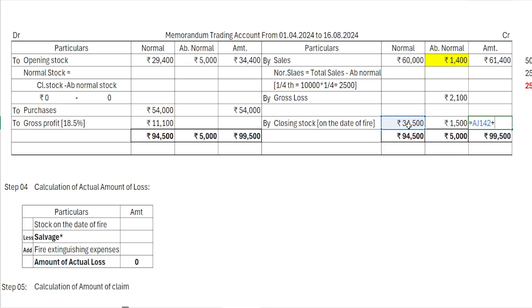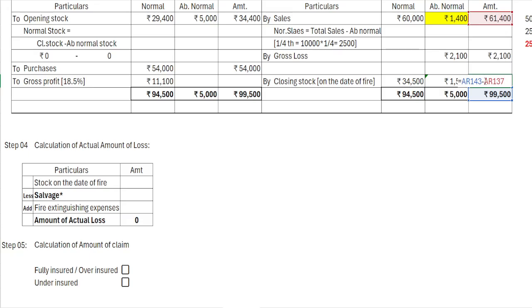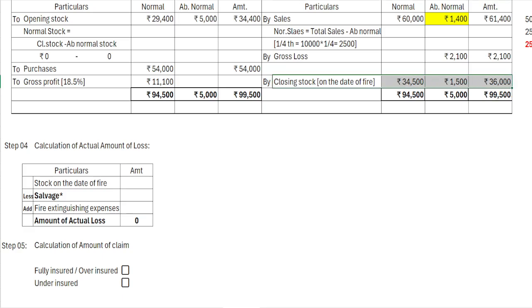The balance total has to match horizontally as well as vertically. 99,500. Here we have left the gross profit to enter. Done. Now we know the closing stock on the date of fire: 34,500 is the normal stock, 1,500 is the abnormal stock, and 36,000 is the total stock available.